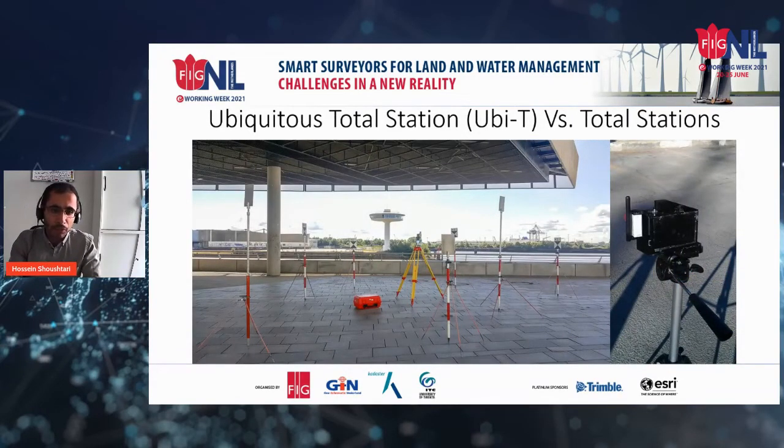We tried to evaluate a predefined concept named UBT, which stands for ubiquitous total station, and we wanted to see how accurately one can measure angles and distances with smartphone sensors or add-ons. We compared the measurements with a total station, actually the Leica TS16.